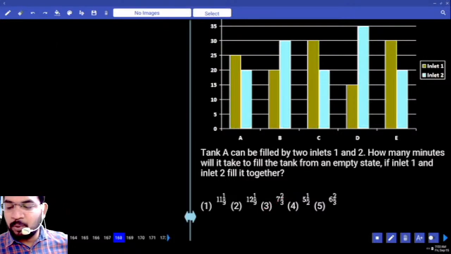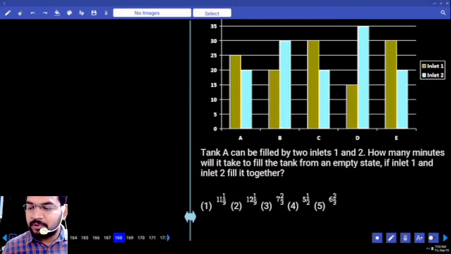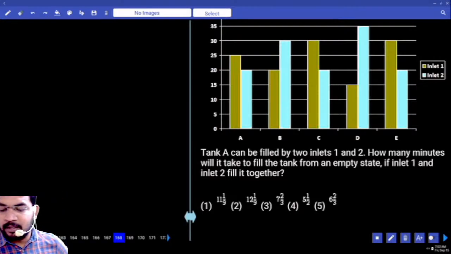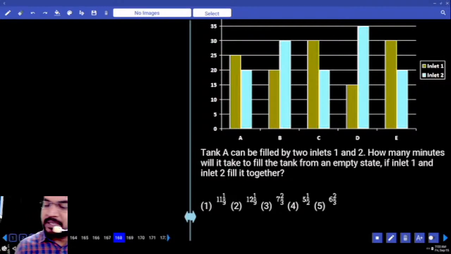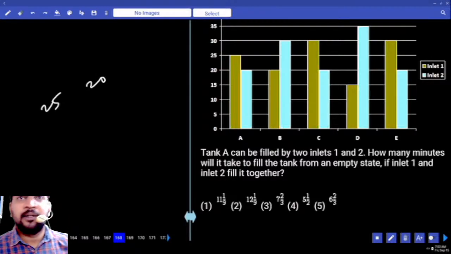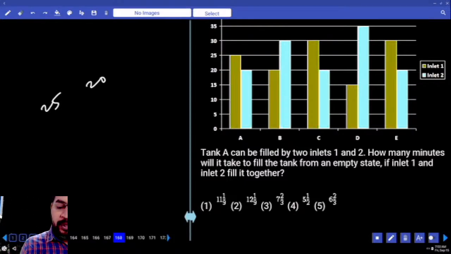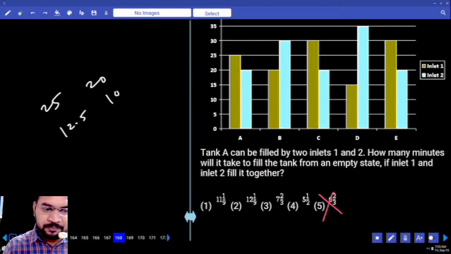Tank A can be filled by 2 inlets, 1 and 2. How many minutes will it take to fill the tank from the empty state if both are open together? Inlet 1 alone 25, inlet 2 alone 20. They are asking together. So look at it here: 25 half, 20 half. Our answer should be in between these two.